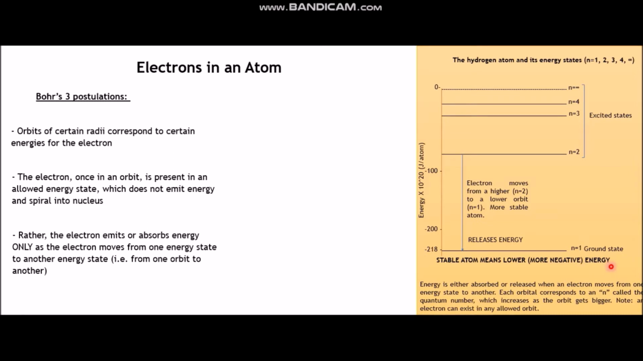Another scenario is when energy is absorbed. When energy is absorbed, electrons move from a lower to a higher orbit. So we assume that the electron is in orbit 1. The electron moves up to orbit 2, absorbing energy in the process, causing the electron to be in an excited state with more energy, resulting in a less stable atom.